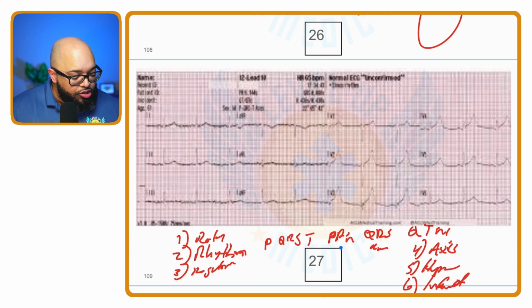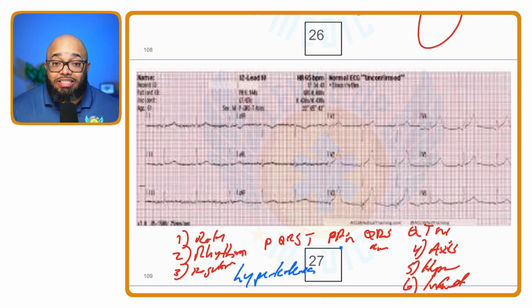Okay. What I want to draw your attention to here is this part. What we notice here is these peaked T waves. So these T waves are peaked. I'm going to go ahead, just in the interest of time, and let you know that this is an example of hyperkalemia, for instance. So hyperkalemia, so elevated potassium.